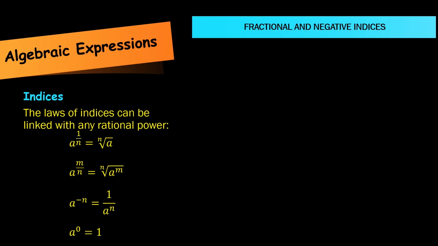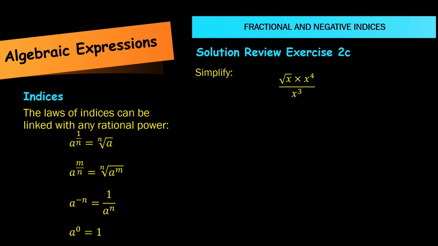Here are some more laws of indices. Using these, we're going to tackle review exercise 2c. We're required to simplify root x times x to the power 4 divided by x cubed. So root x becomes x to the power 1/2. We leave x to the 4 as it is, and x cubed is left as it is also.